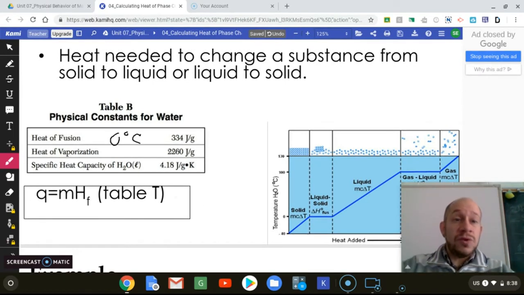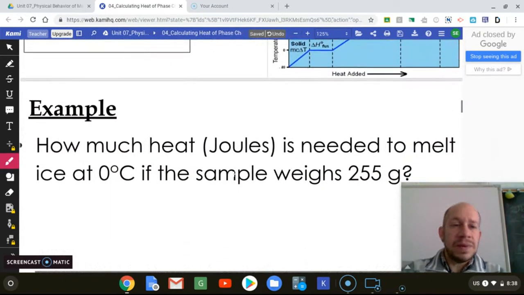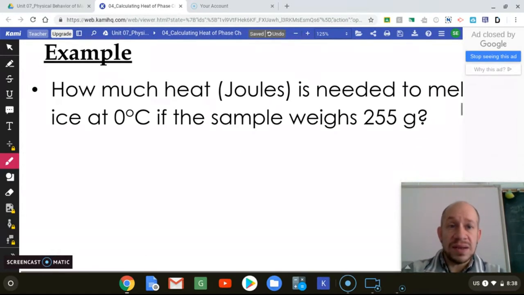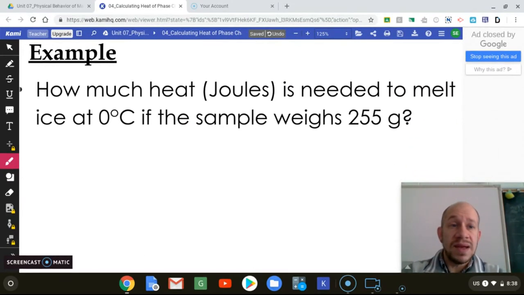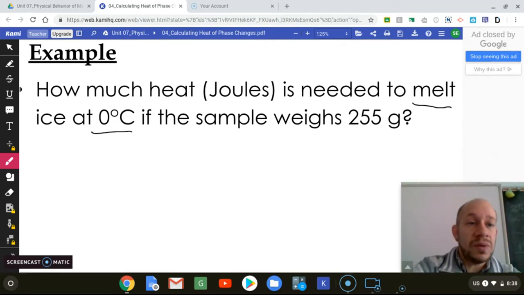When we use the heat of fusion, when we're at this liquid solid equilibrium, we're going to use Q equals mH sub F, which is on table F. So if you look on table F, you'll see that this is one of those three choices in calculating heat. So make sure you know where you can find that. An example of how to use this equation: how much heat in joules is needed to melt ice at 0 degrees if the sample weighs 255 grams. So here we have 0 degrees Celsius and melts. So those are your keywords to tell you to use Q equals mH sub F.